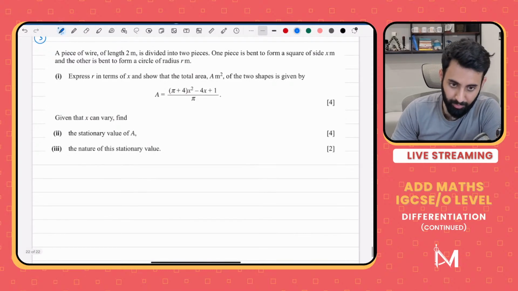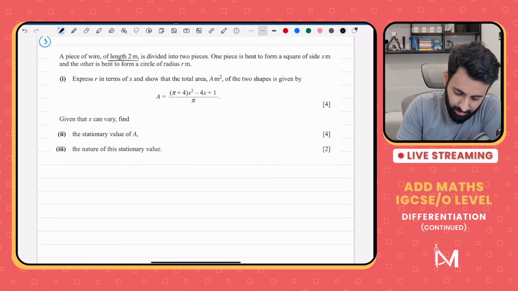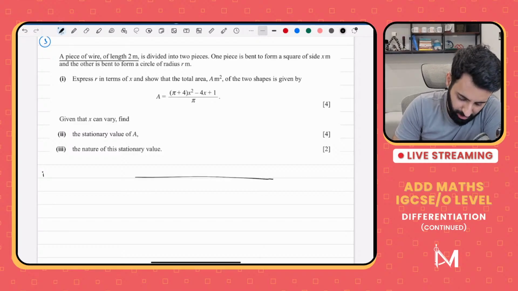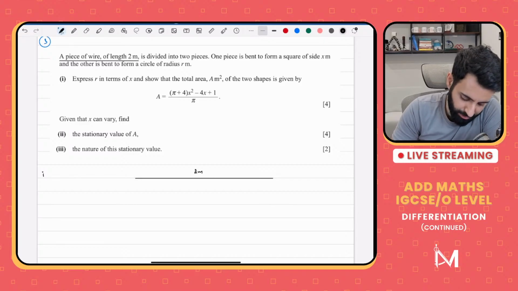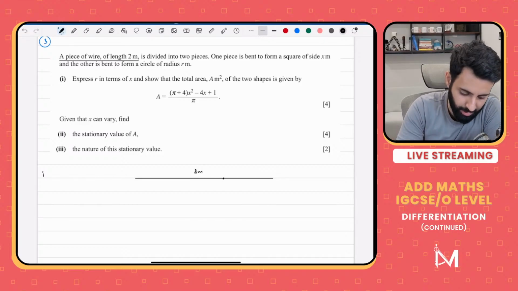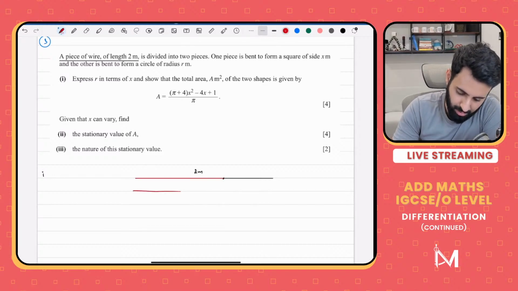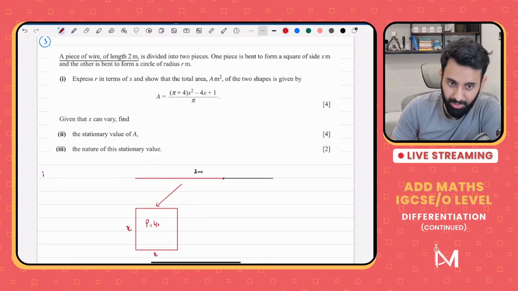So basically, here's the thing. The piece of wire has length 2 meters. The first part is talking about a wire that is 2 meters long. Now, one piece is bent to form a square of side x meters. So if you take out one piece and from that piece you form a square, here is the square that has been formed from this wire. What are the dimensions of the square? The dimensions are x by x. So the perimeter will be equal to 4x.